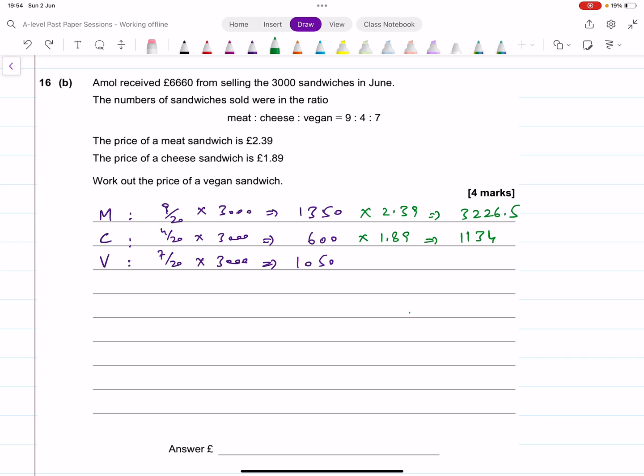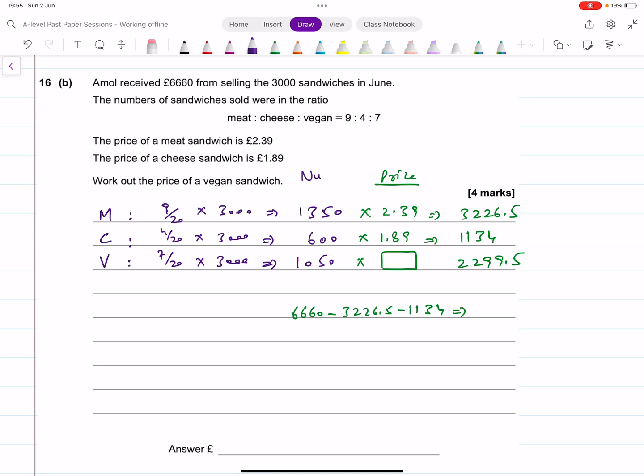Okay, so let me just calculate that here. 6,660 minus 3226.5 and 1134. Let's see what this turns out to be. Because this will be the total amount that you received from selling vegan sandwiches. Okay, so 6,660 minus 3226.5 minus 1134, and that is giving me 2299.5 here.